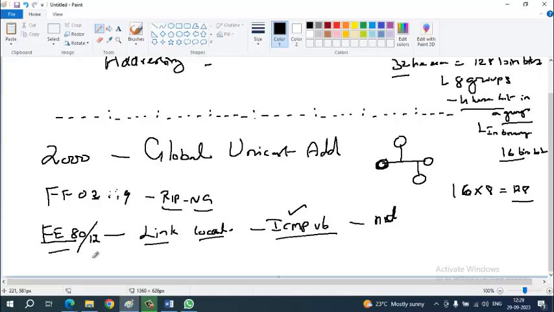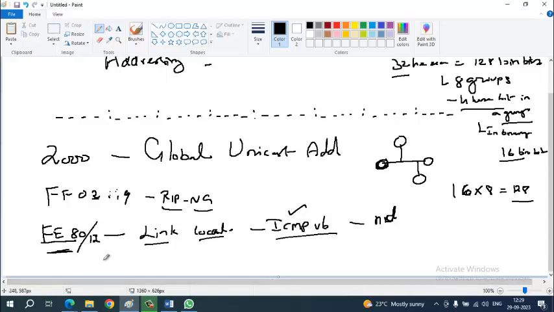But broadcast is not supported in IPv6. That is why it uses multicast. It uses multicast, and also it uses the link local address as the source address.